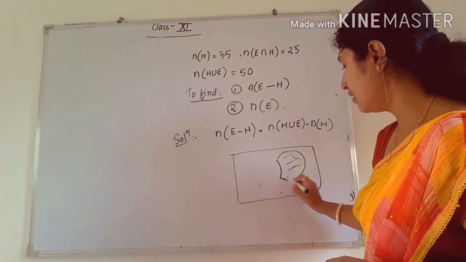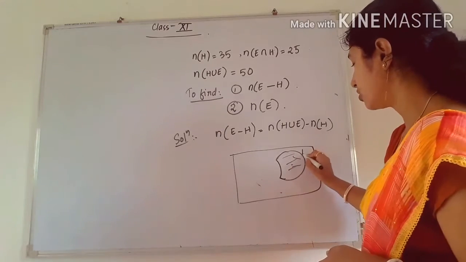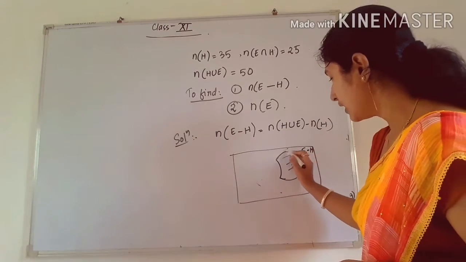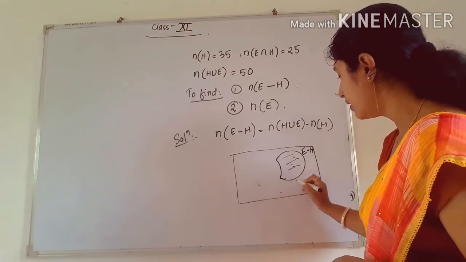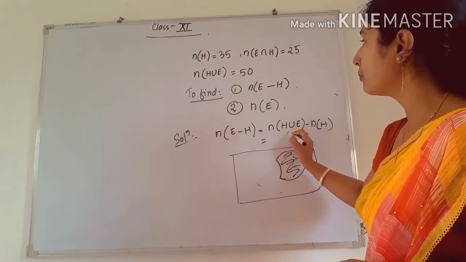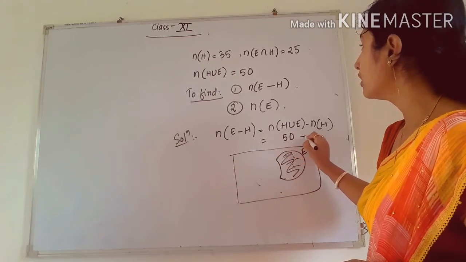This part is E minus H. What was E? E was the whole circle, and this part will be E minus H. So now here you can put the values: H union E will be 50, minus n of H, which will be 35.